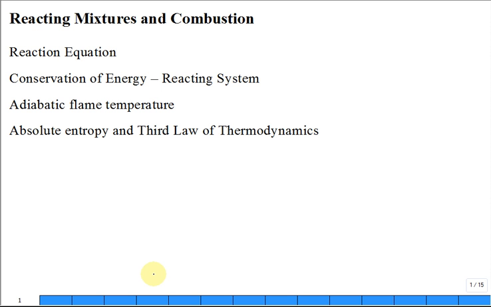So we talked about reacting mixtures, and we talked about the stoichiometric coefficients in a reaction equation and how it's balanced. Now we need to move into doing an energy balance for reacting mixtures, and then there's some new things that we have to cover.